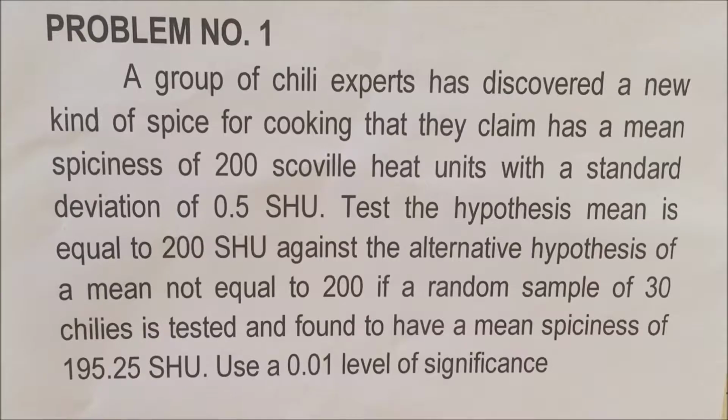A group of chili experts has discovered a new kind of spice for cooking that they claim has a mean spiciness of 200 Scoville heat units with a standard deviation of 0.5 SHU. Test the hypothesis that the mean is equal to 200 SHU against the alternative hypothesis of a mean not equal to 200, if a random sample of 30 chilies is tested and found to have a mean spiciness of 195.25 SHU. Use a 0.01 level of significance.